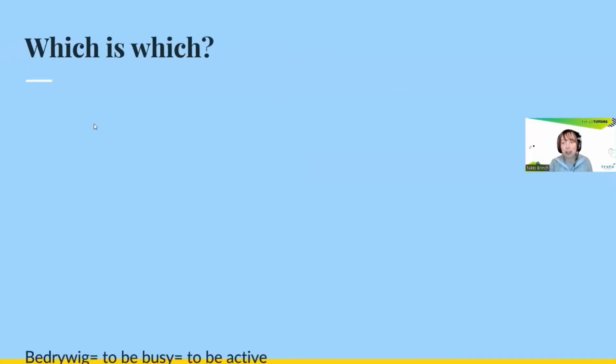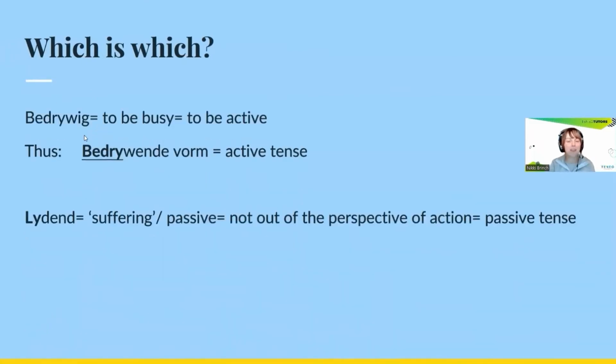So, which is which? To be bedrywig in Afrikaans, it's an actual word, is you are very busy, you're doing things the whole time. So thus, die bedrywende vorm is the active voice. You are bedrywig. Then lydend is kind of when you're suffering or you're going through a hard time. Jy ly. And when you are going through a hard time or if you're really sick, you're not doing anything. You're passive. So passive, lydend, die lydende vorm. That's how I remember the difference between the two, and I'm a first language Afrikaans speaker. So I'm hoping this helps you.